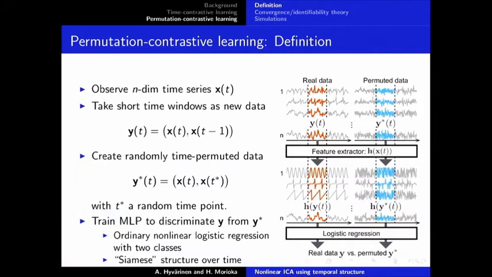Okay, and then we simply train a multilayer perceptron to discriminate between these two datasets, real time windows versus time-permuted time windows. So it's nonlinear logistic regression with just 2 classes, again using a neural network, which has some structural constraints, some kind of what they call, I think, Siamese structure over time, which simply comes from the fact that the mixing is the same for all time points, and so the same mixing is applied twice on these 2 time points. And again, we look at basically the outputs of the last hidden layer, which we consider the feature extractor and the estimate of the independent components.